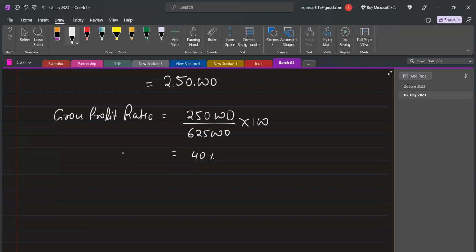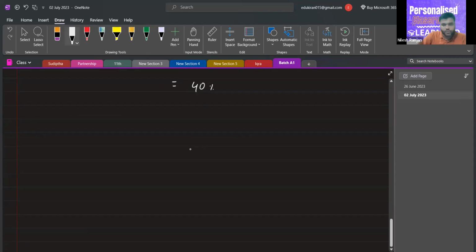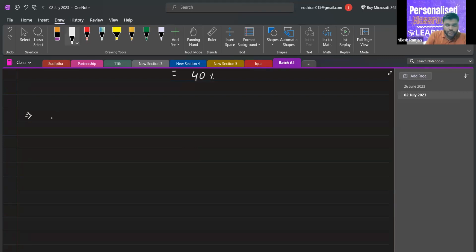Okay, so now there is a next concept. I will give you some homework on the basis of this. Next concept is net profit turnover ratio. Sorry, net profit ratio, not turnover, net profit ratio.